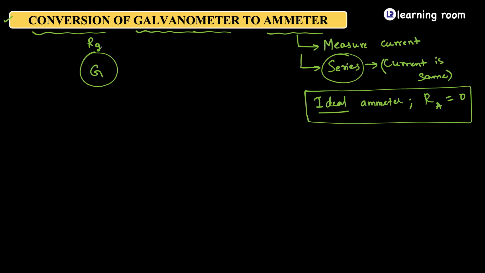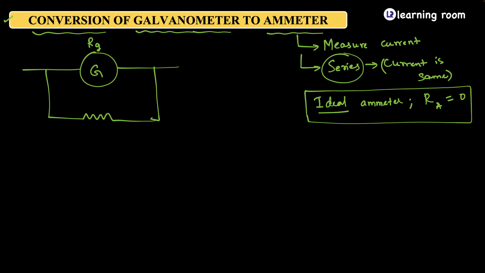You need to think of parallel, because in a parallel connection, the effective resistance is going to be less than the resistance of each individual resistor. Is that clear? So what I need to do is take another resistor and connect it in parallel to this galvanometer so that the circuit looks something like this. This resistor which is connected in parallel is called a shunt resistor. Basically, shunt means diverting the path.